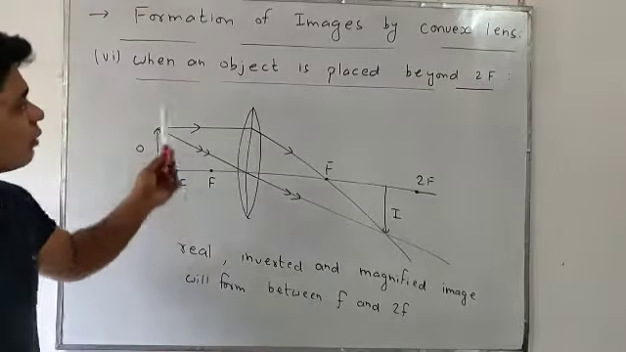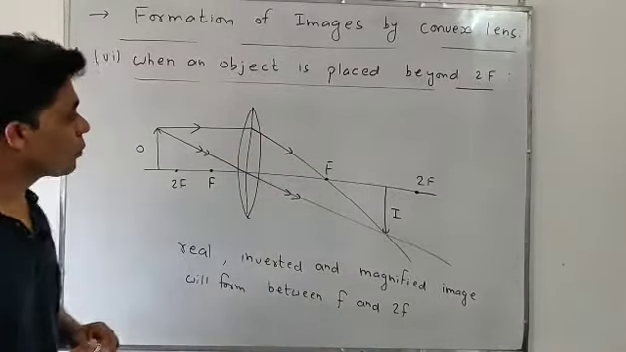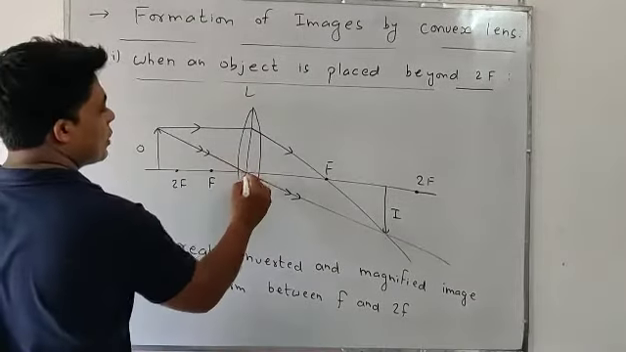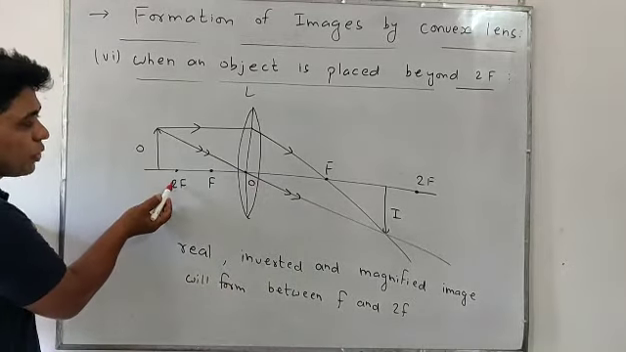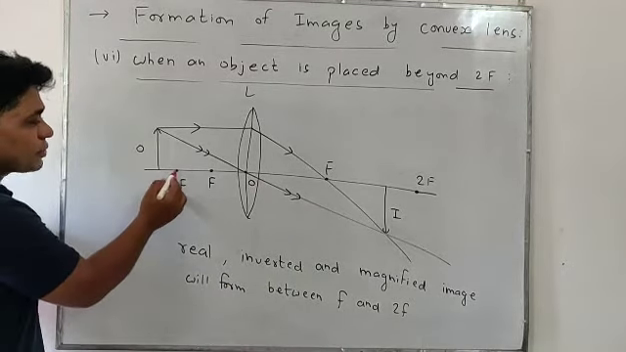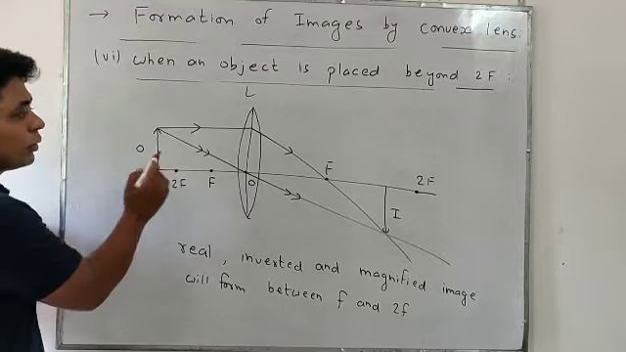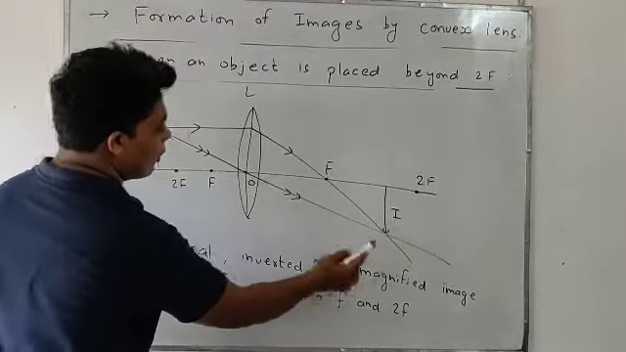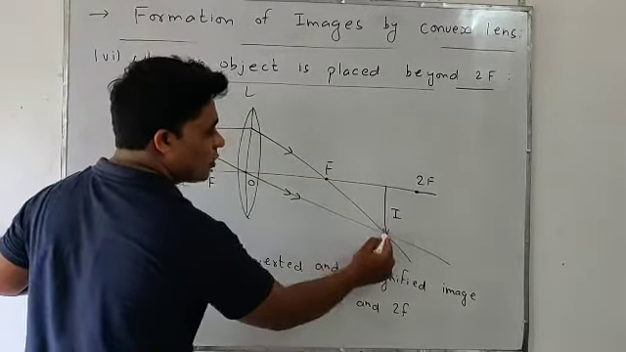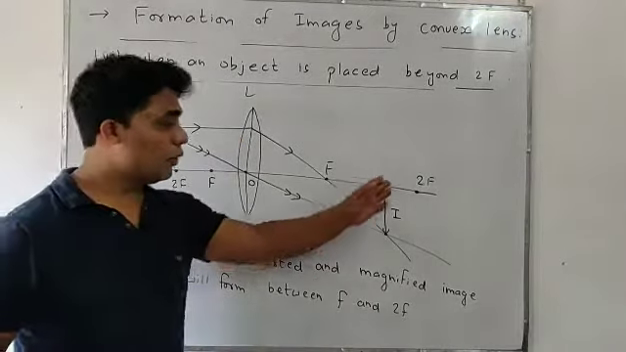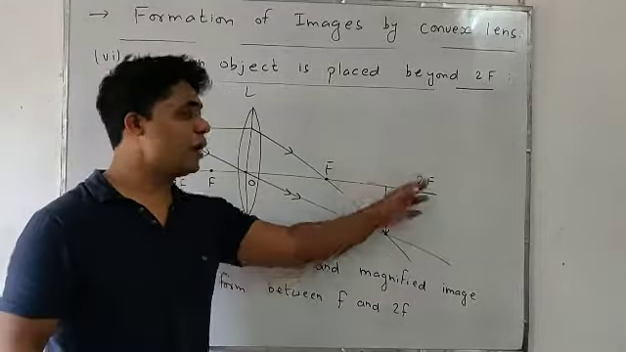Now students, sixth case: when an object is placed beyond 2F. This is the convex lens, its optical center, principal focus, and twice the principal focus. An object is placed beyond 2F. A ray is incident and gets refracted. Another ray is incident. Both intersect, and there we obtain a real and inverted image between F and 2F.